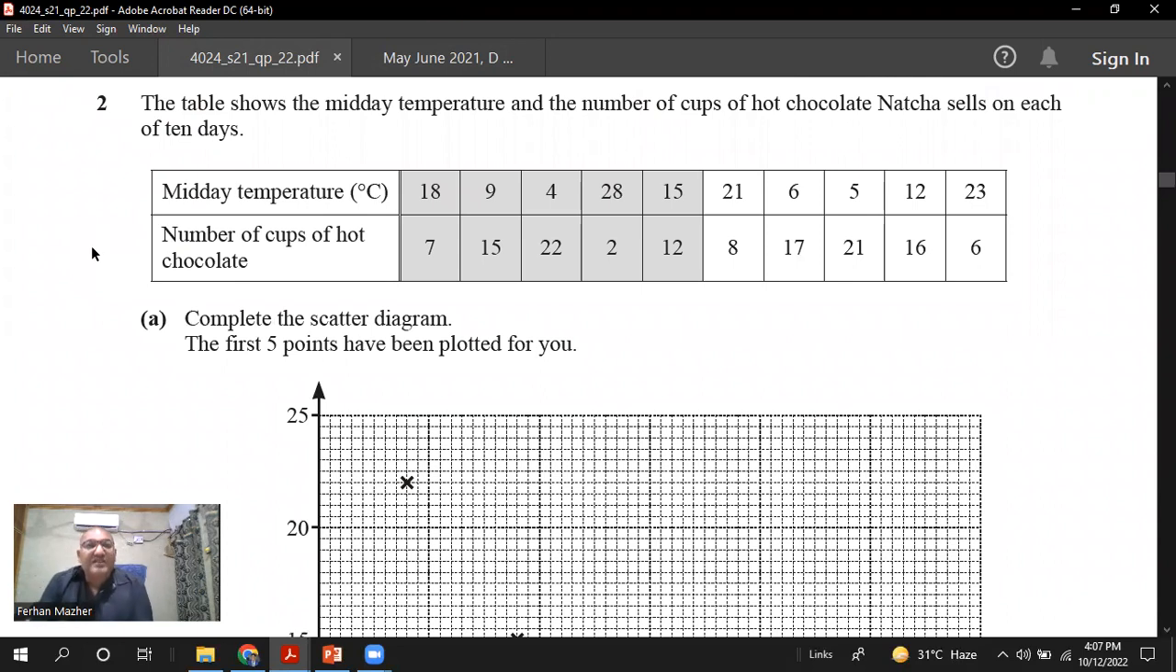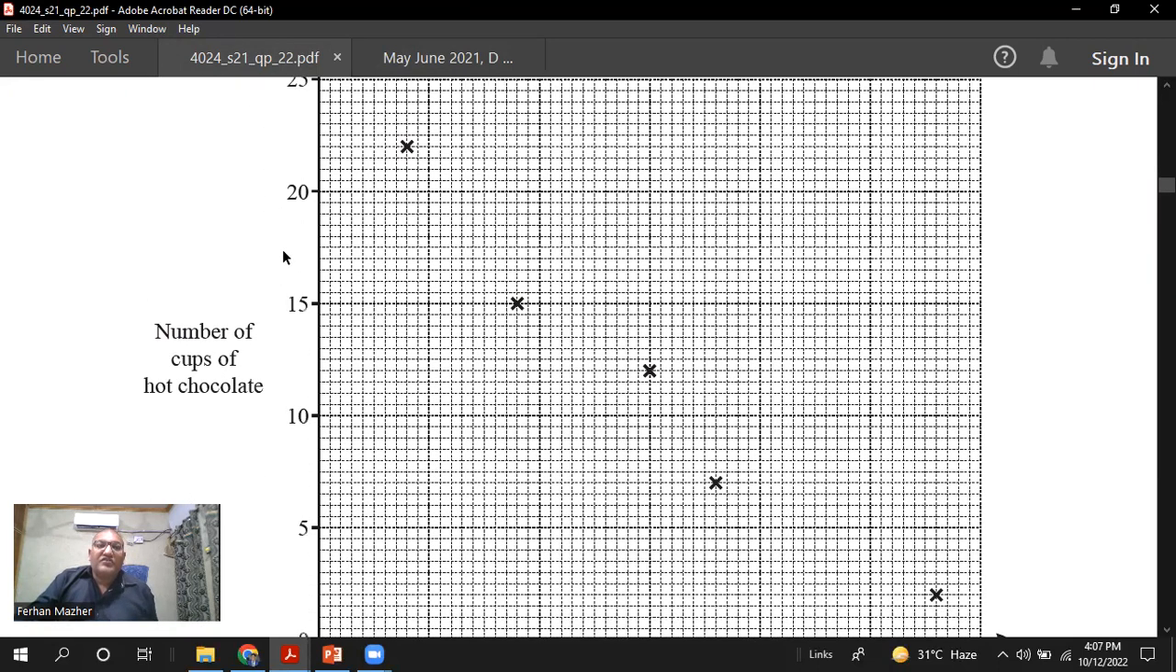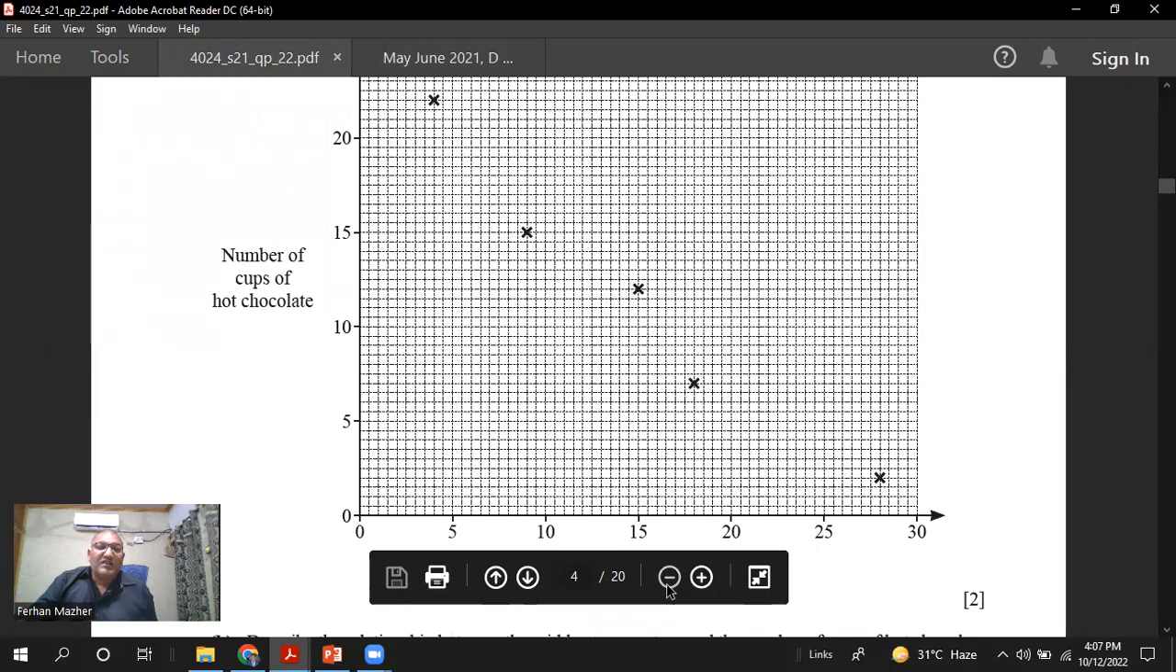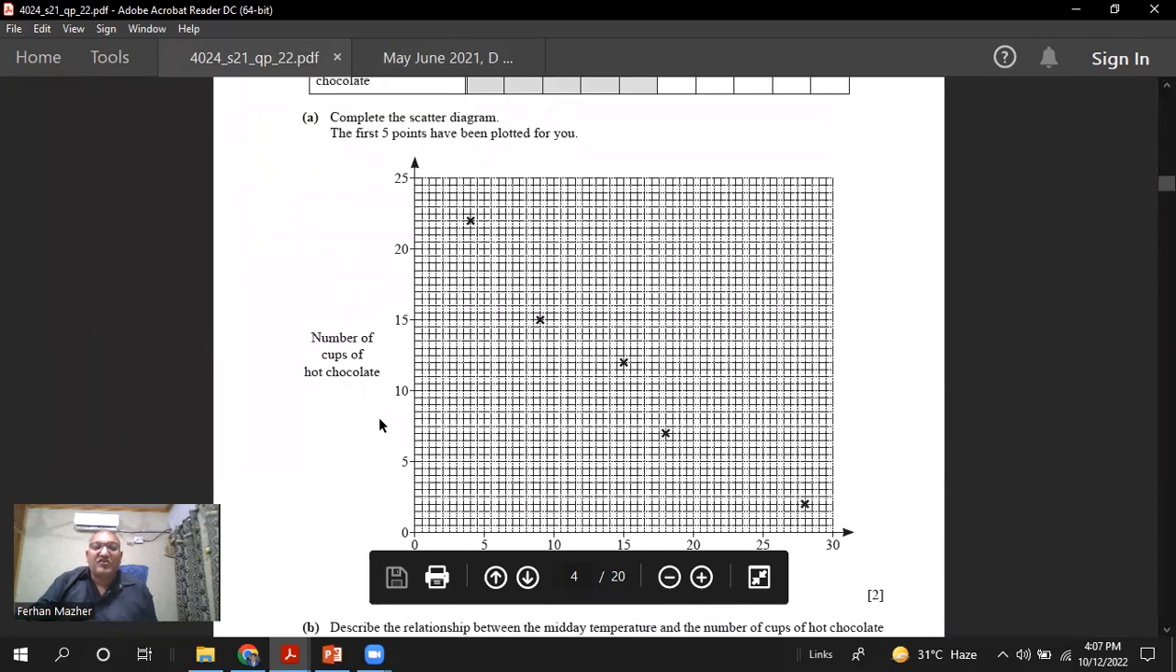He says the table shows the midday temperature and the number of cups of hot chocolate and matcha sold at each of 10 days. So the temperature of that day is given and the number of hot chocolates. And complete the scatter diagram. The first 5 points have been plotted for you. So these first 5 points have already been plotted, and these last 5 points we have to plot. On the y-axis, we have the number of hot chocolate cups, and on the x-axis, we have the temperature of the day. So we have to complete that.